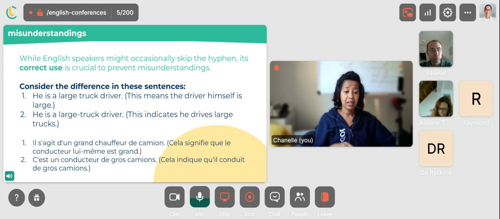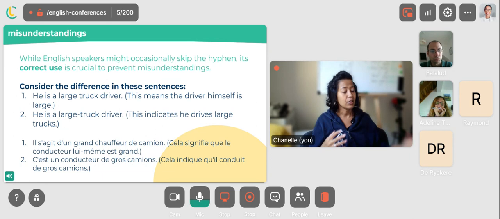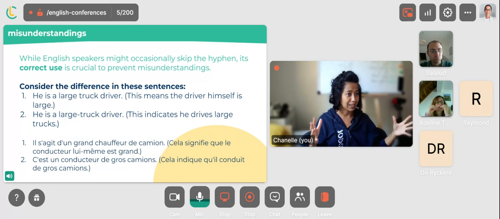For example, consider the difference in these sentences. He is a large truck driver. This means the driver himself is large. So that means large truck driver, c'est lui qui est gros et il conduit le camion. But in the second example, he is a large-truck driver. Ça veut dire qu'il conduit les gros camions. He drives big trucks. This indicates he drives large trucks.